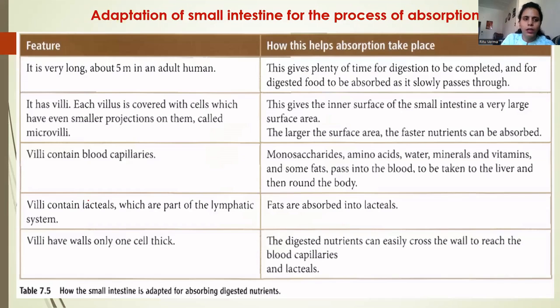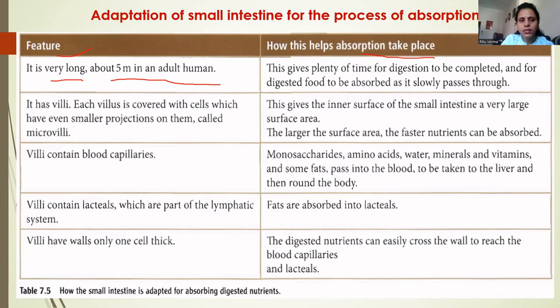digested food. Now we already know that the small intestine has two parts, duodenum and ileum. In the duodenum, mostly digestion of nutrients occurs, and in the ileum, absorption of digested food occurs. The small intestine is generally very long, about 5 meters in an adult human. These are the features and how this helps absorption to take place.